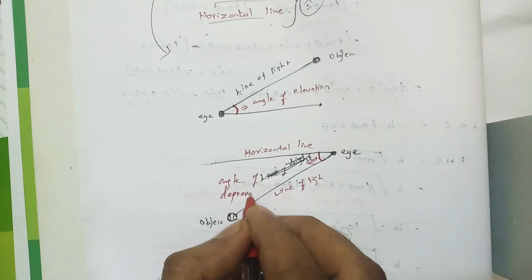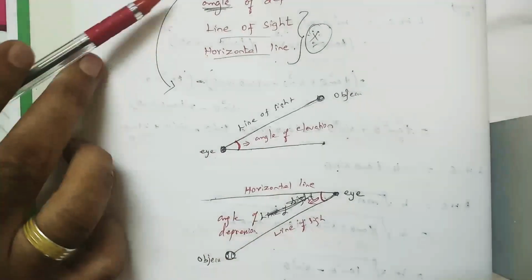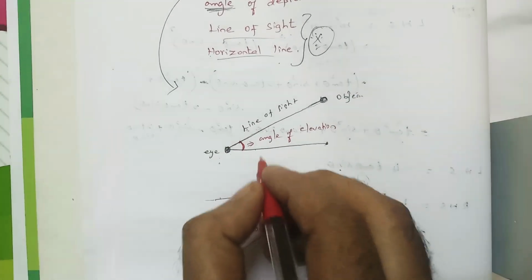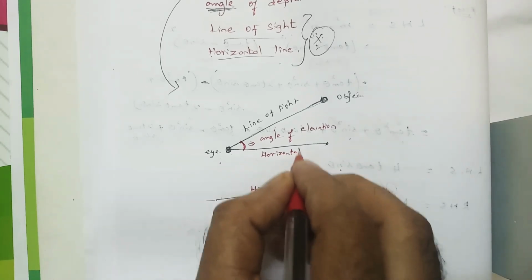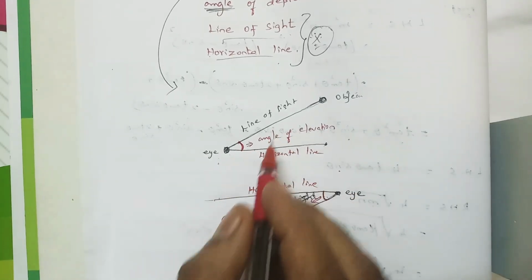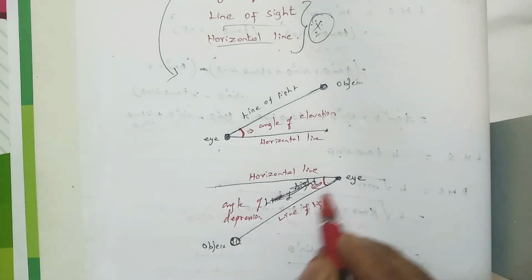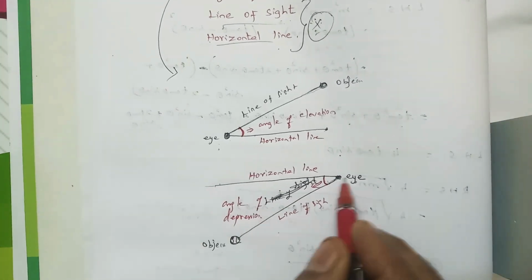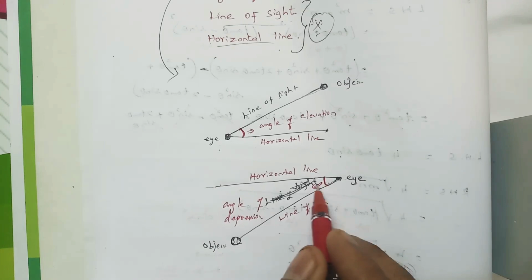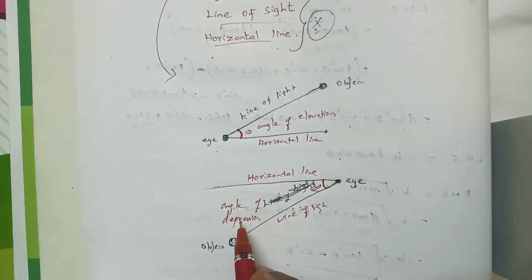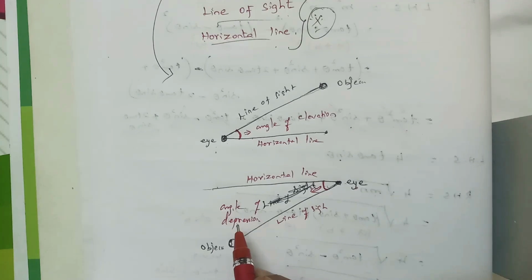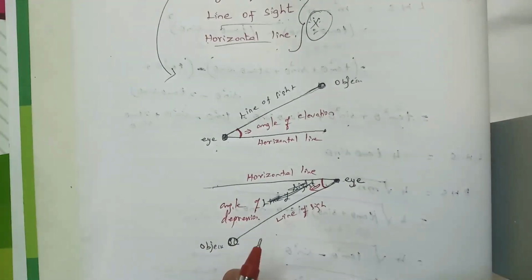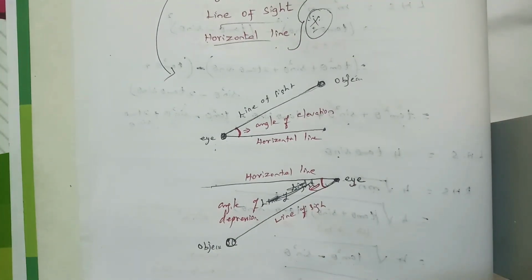Angle of depression. These four things alone we want to know. So what is meant by angle of elevation? From down you are observing some object at the top, and the angle between the line of sight and the horizontal line is the angle of elevation. From the top, when you are observing some object down, the horizontal line is from the eye, and the angle formed between the horizontal line and the line of sight is the angle of depression. So both angles form in between the horizontal line and the line of sight.